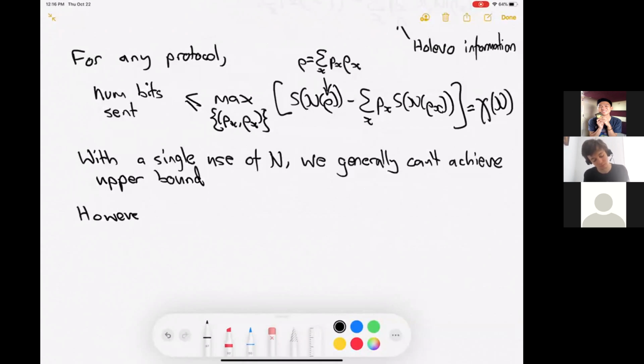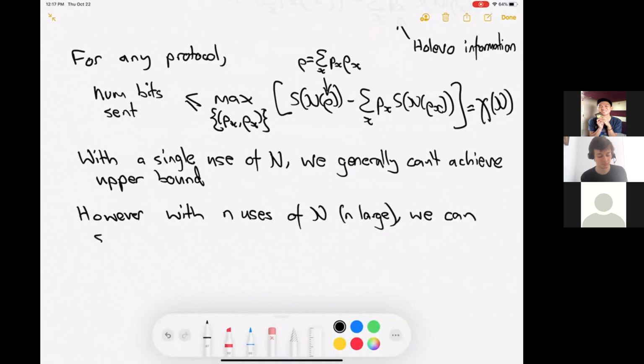However, with some large number n uses of the channel N, it is the case we can send nR bits for any rate R less than chi of N.